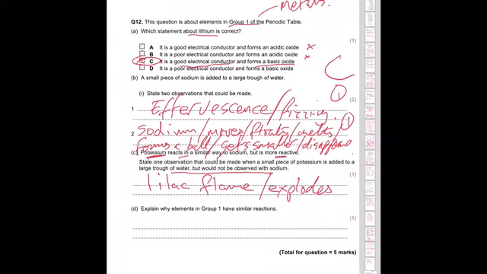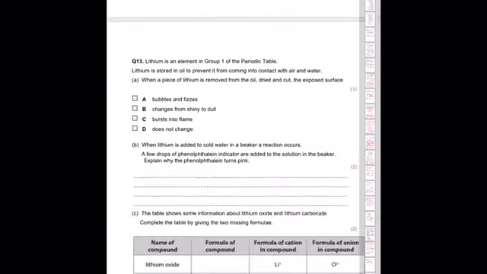Next question, explain why the elements in group 1 have similar reactions. Well, all the elements in group 1 have 1 electron in their outer shell, so that's why they have the same or similar chemical reactions. So it's 1 electron in the outer shell.